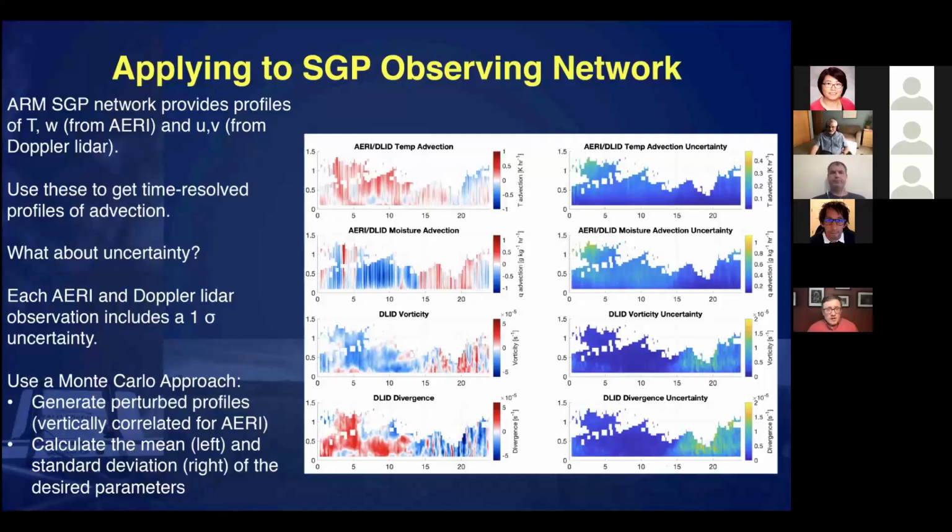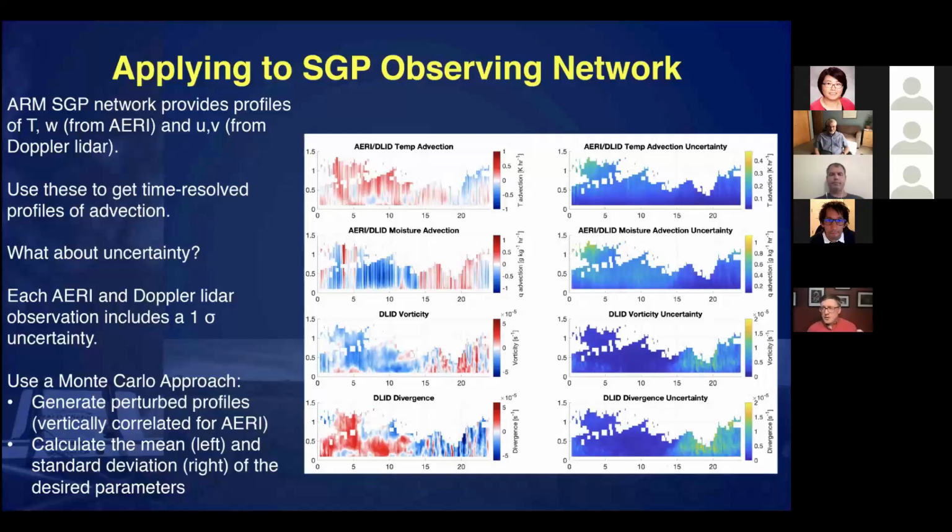But overall, I'm not showing it here, you can see it in my poster, this compares well to model assessed values of advection. And the other thing that we're going to do is look at the uncertainty of these observations. We can do that using a Monte Carlo approach because we're using the ARIO-E product and the Doppler lidar product produced by ARM, both of which have 1 sigma uncertainties.